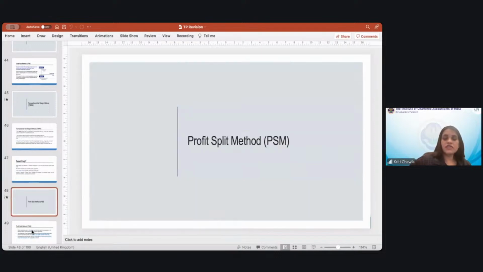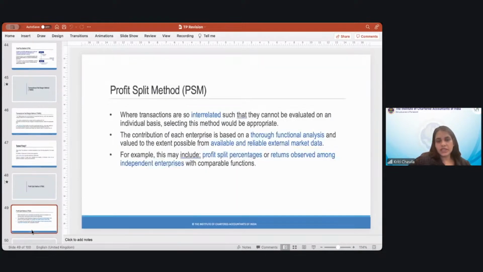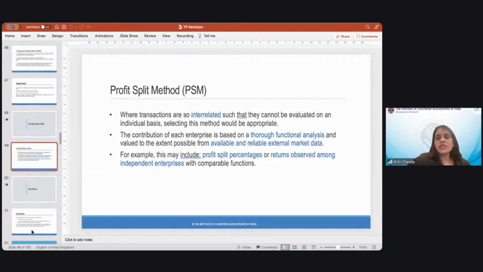After that, the fifth method out there is the profit split method. The profit split method is where the transactions are so interrelated that you cannot segregate them on an individual basis. So you have to benchmark the transaction on that particular level in an interrelated manner. That is basically the profit split method. This method is most applicable for intangible kind of situations. Whenever you see intangibles being applied, that is where you can use something called as the profit split method.